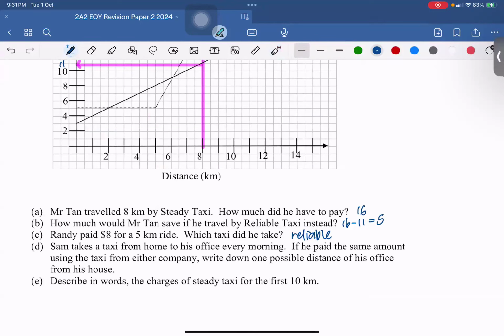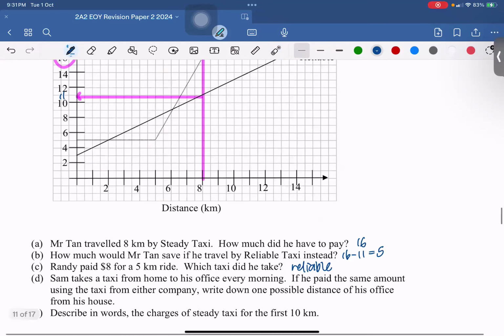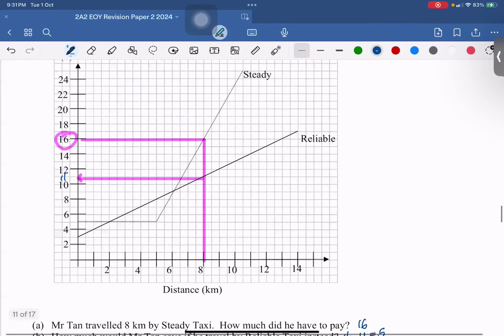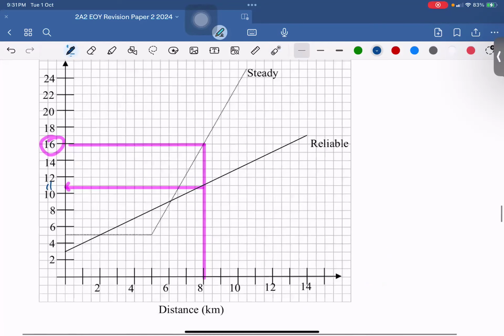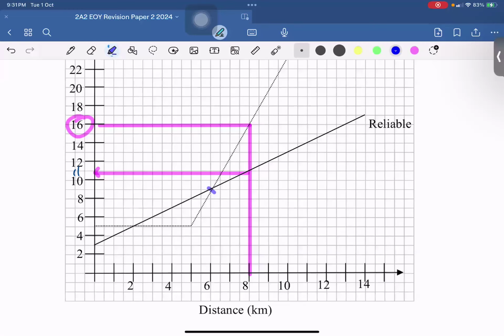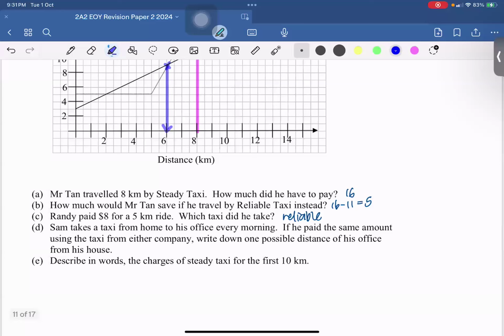Next one, Sam takes a taxi from home to his wife. If he paid the same amount from either company, same amount, that means you're looking for what? The same dollar. Where is the point of intersection? This part, right? So this is the $9 same amount. So this distance will be 6 kilometer, correct.